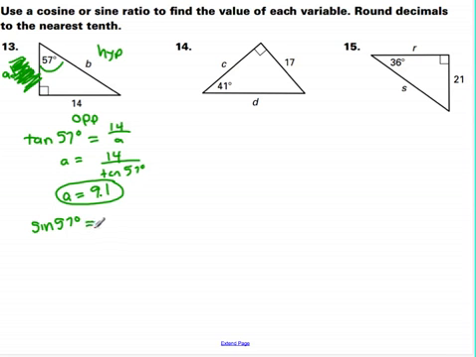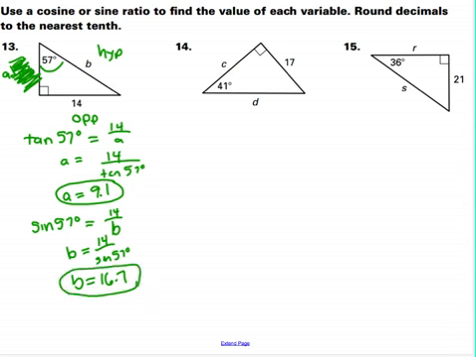So the sine of 57 degrees is going to equal 14 over B. When I cross multiply and divide, I'd have 14 divided by the sine of 57 degrees. And that would give me approximately 16.7, rounded to the nearest tenth.